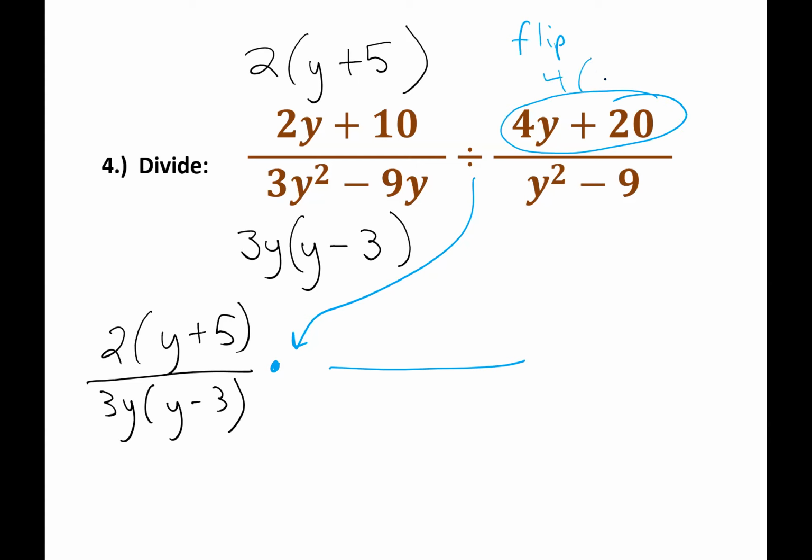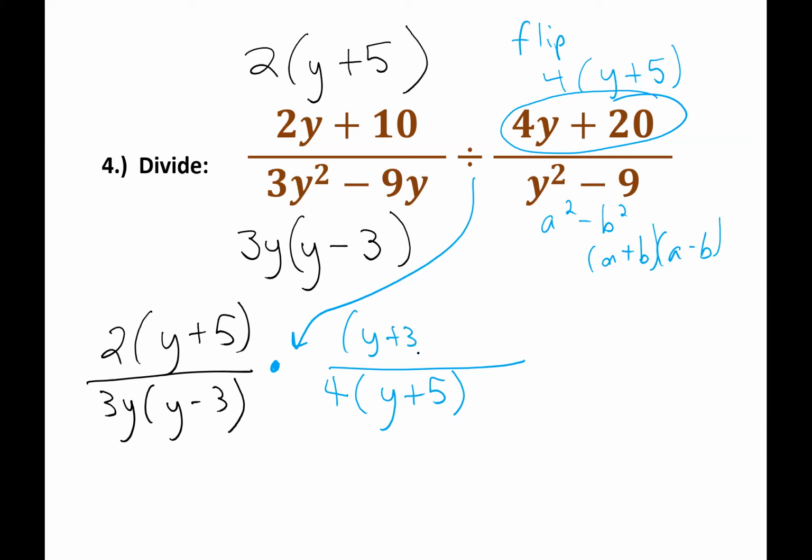The y squared minus 9, that's a difference of squares. That's the a squared minus b squared pattern. So a plus b, a minus b, except this time it's going to be y plus 3, y minus 3. And we're flipping that fraction, so that y squared minus 9 started out in the denominator, and now it's in the numerator. All right, so here's what we have. 2 times y plus 5 over 3y times y minus 3, times y plus 3, y minus 3 in the numerator over 4 times y plus 5 in the denominator.